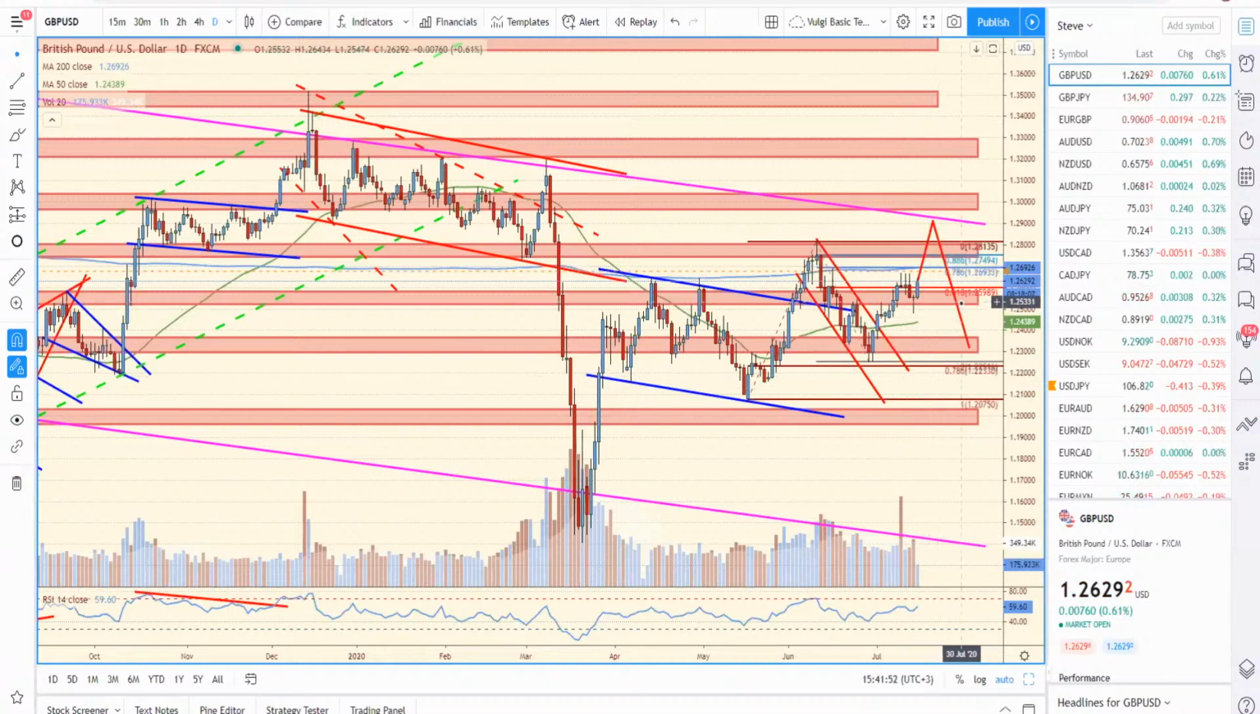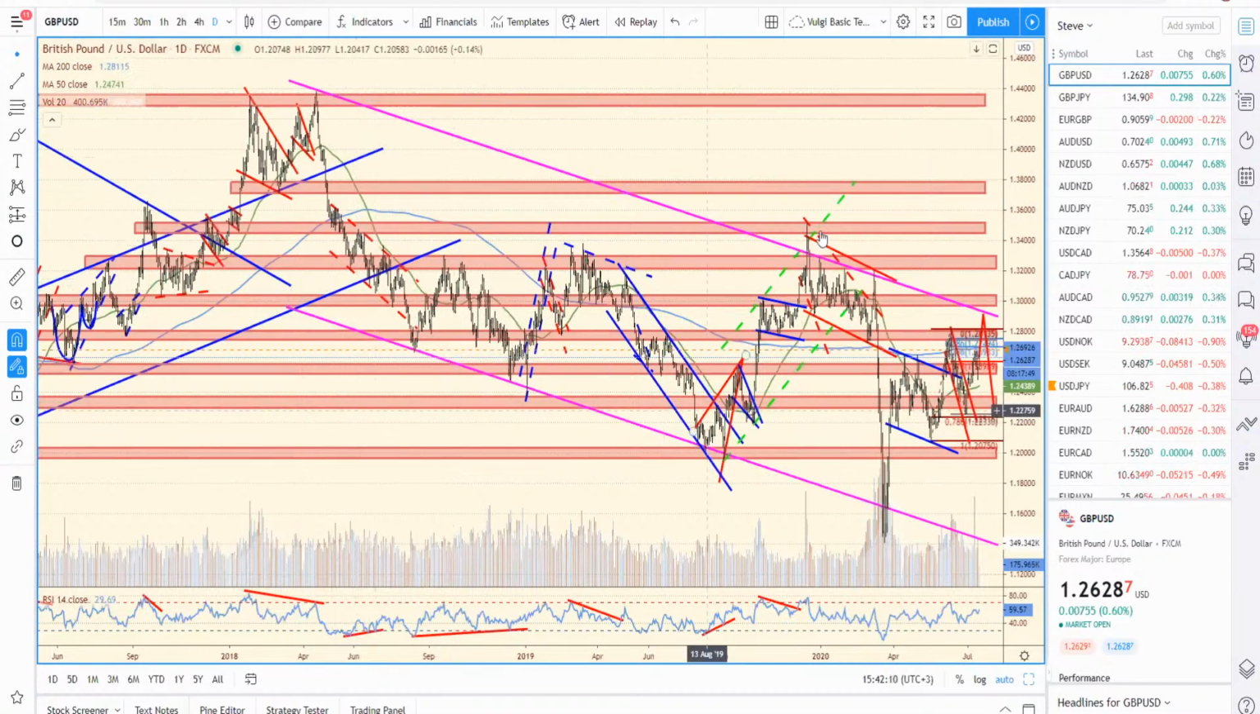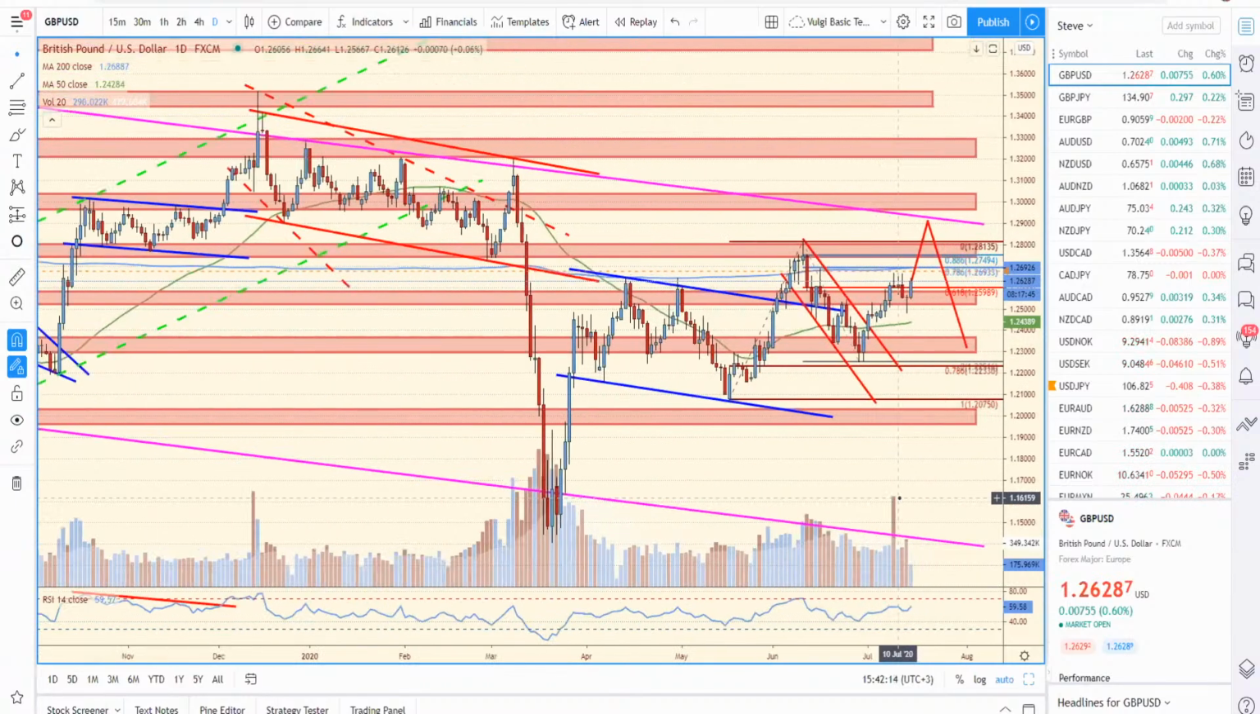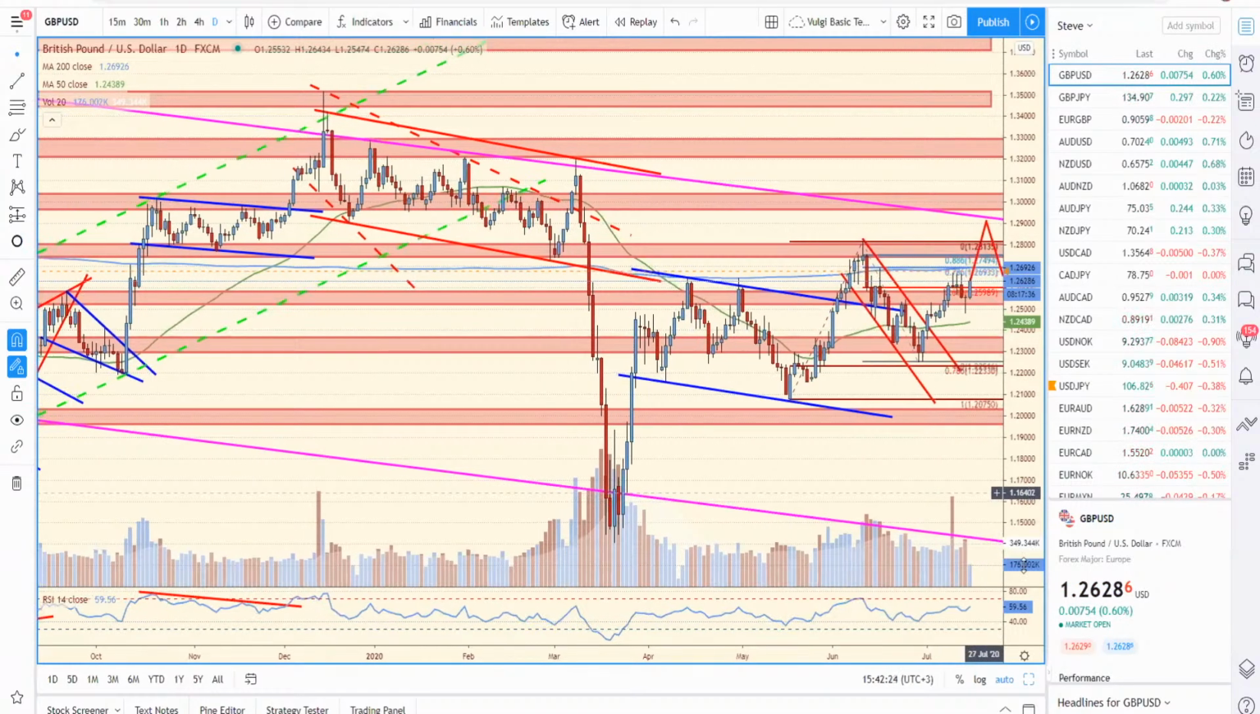Keep in mind that 127 is a confluence of resistances. It's a 78.6% fib and the 200 daily moving average. But I do think there is a very decent likelihood that the cable is also going to try to attack the long-term descending channel as the Euro USD has done. So here is the equivalent long-term descending channel here in purple. So I think we might actually do that. So I wouldn't really try to fade this.